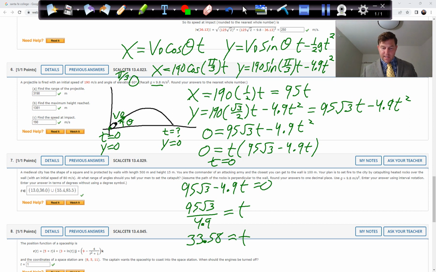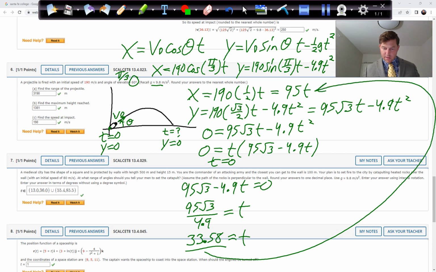And to find the x distance, we're just going to plug this time into this equation right here. So the x distance is 95 times 33.58, and we're going to get the distance is approximately 3190 meters. Okay, right here.